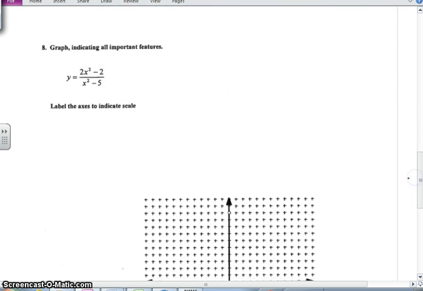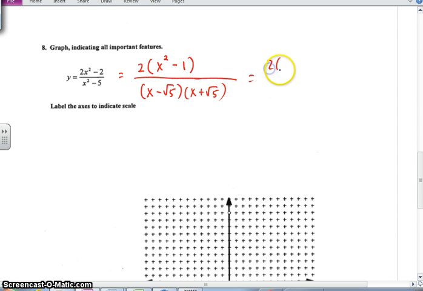All right, finally, rational function. We want to factor. Okay, x squared minus 5 does not factor over the integers. However, it does factor over real numbers. So I'm factoring like that, and then finally, here it is fully factored.